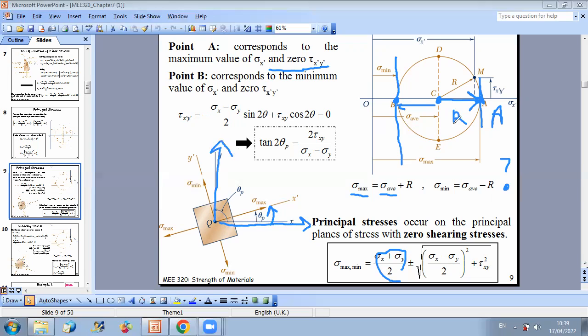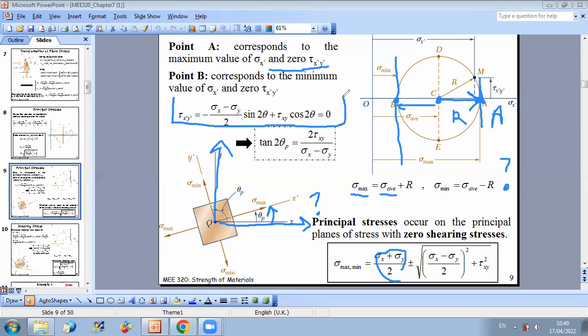And from my circle, I can deduce that sigma max and sigma minimum values will be sigma average plus r and sigma average minus r. But to know which axis they correspond to, x prime or y prime, I should use my equations. What is the characteristic of the minimum and maximum normal stresses? The characteristic, as we can see in the figures, is that the 2 points A and B are on the sigma x prime axis. So this will correspond to a shear stress of 0. And since we already developed the equation of the shear stress, let us solve for it.